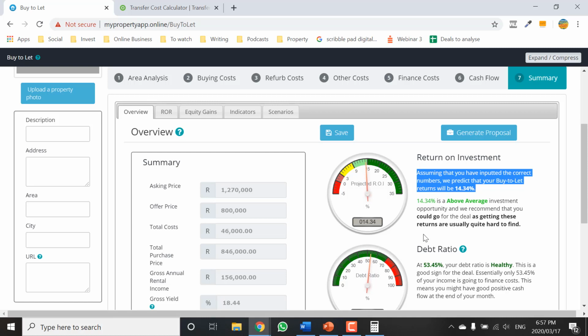So, yeah, happy with this deal. Send me a WhatsApp, and I'll send you the legal proceedings. You know how to sign an offer to purchase, so that you can at least secure the deal, and then you can move forward to the next one.